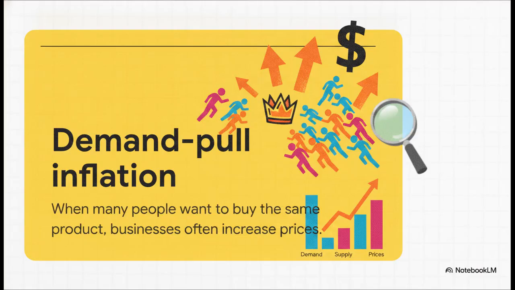First up is what economists refer to as demand-pull inflation. This happens when high demand aggressively pulls prices upward. Imagine a scenario where a massive surge of consumers suddenly wants to buy the exact same product, but the supply chain is completely fixed or limited.